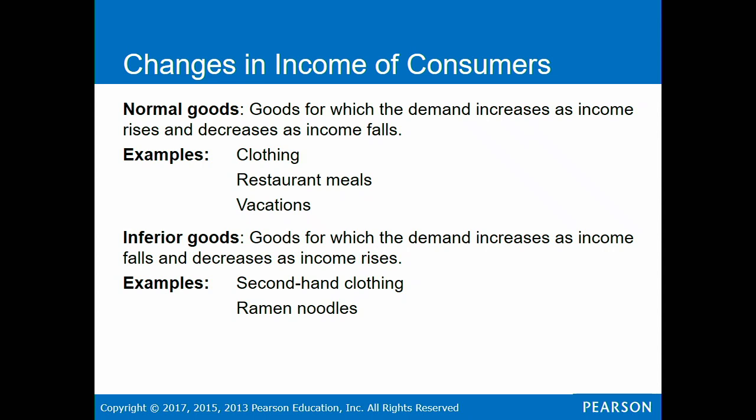But there's also inferior goods. These are goods where the demand increases when your income falls, so it moves in the opposite way. These are things like secondhand clothing, ramen noodles, the sorts of things that when you're poor you buy, when you don't have much money you buy. But once you start to get income, once you have a decent income stream, you're not going to buy them anymore.